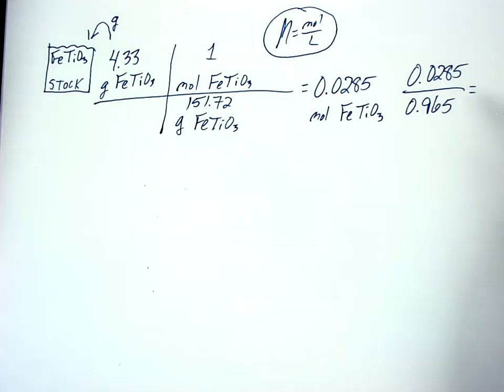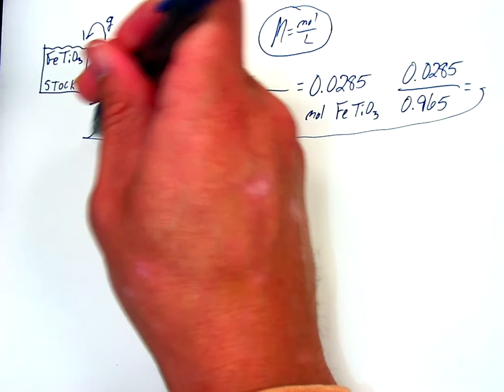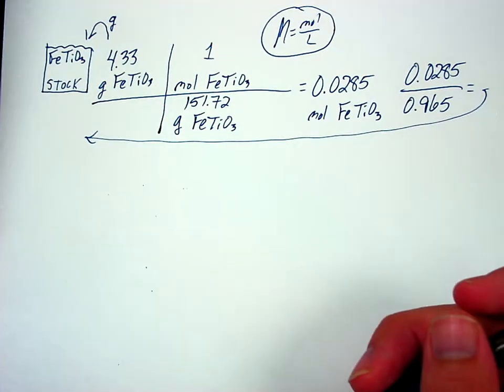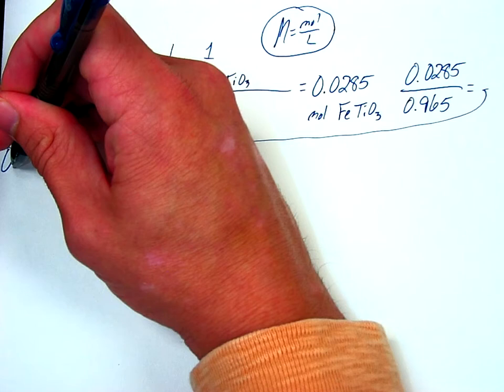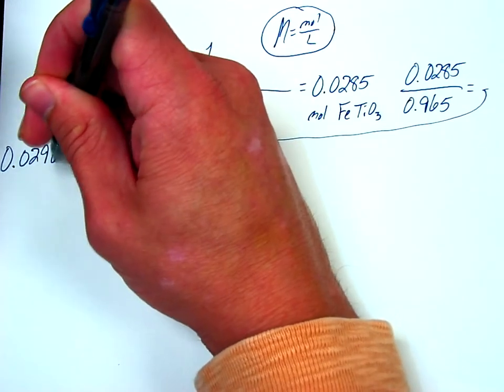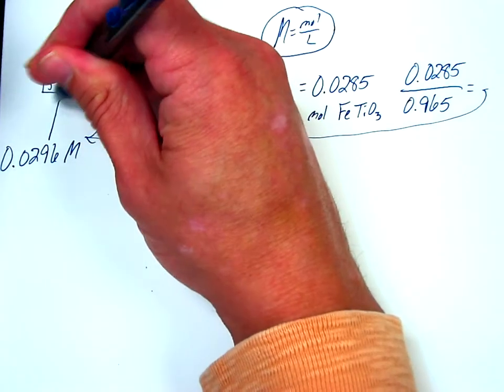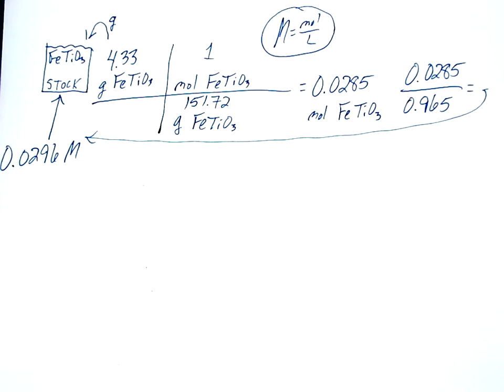And that's going to give me, I'm going to bring this number over here. Or here, we can draw a little arrow because it's cute. That's going to give me 0.0296 molar. That's the molarity of the stock solution.